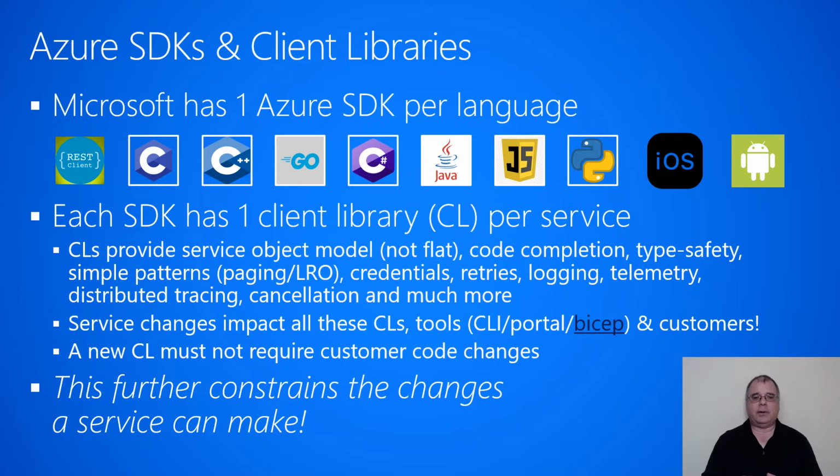The client libraries provide a bunch of nice functionality over just making regular or standard REST API calls. They provide a service object model. So it's not just a bunch of flat APIs that are all post, put, delete, get, patch. They have good method names associated with them, and there's an object hierarchy. Like for storage, you have an account, and from an account you create a container, and from a container you can create a blob, and then there are 3 different kinds of blobs, and so on.